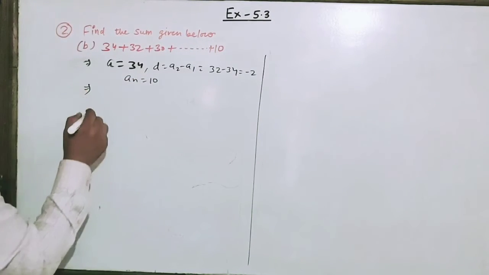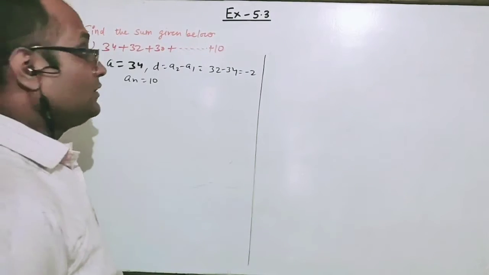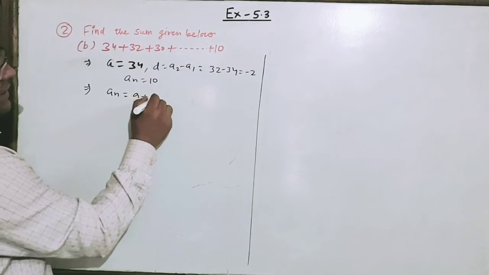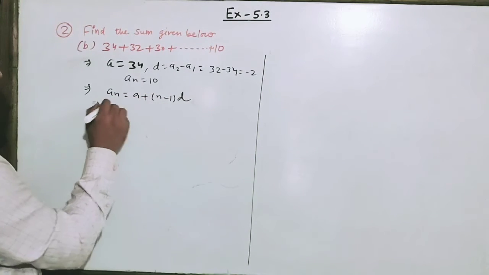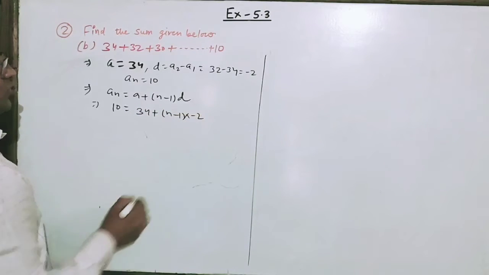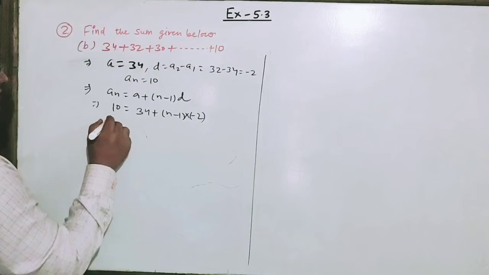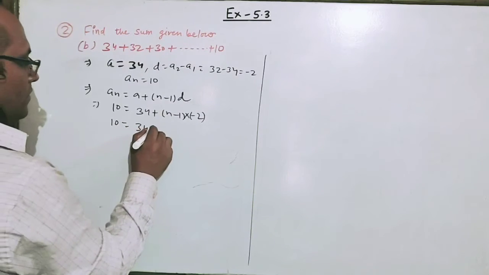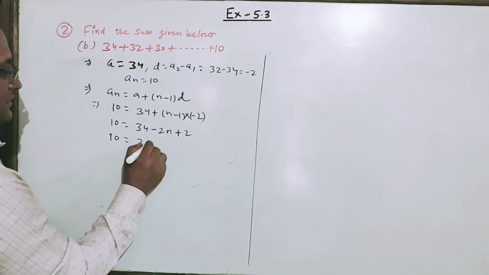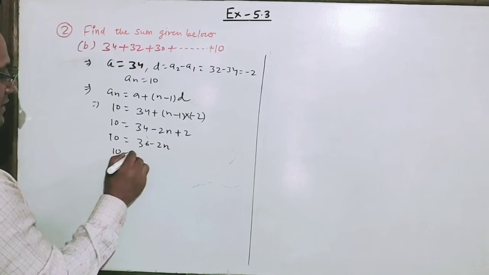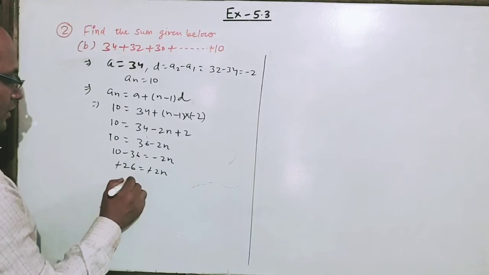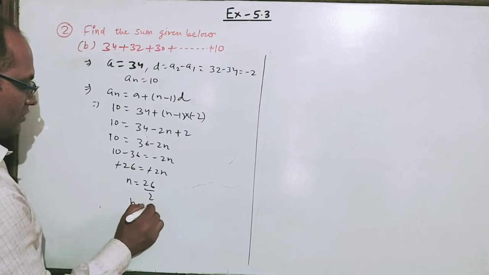Use the same formula for finding n, because you have to find the sum of all these terms. So an equals a plus n minus 1 into b. an is 10. 10 equals 34 plus n minus 1 into minus 2. Do it like this: 10 equals 34 minus 2n plus 2. So 10 equals 36 minus 2n. 10 minus 36 equals minus 2n. Minus 26 equals minus 2n. Minus cancels. So n equals 26 by 2. So n equals 14.